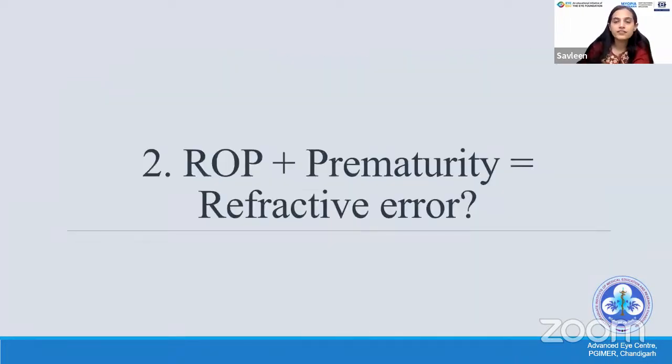The second question is that if we have ROP combined with prematurity, what happens to the refractive error now? This case is a 6-month baby.